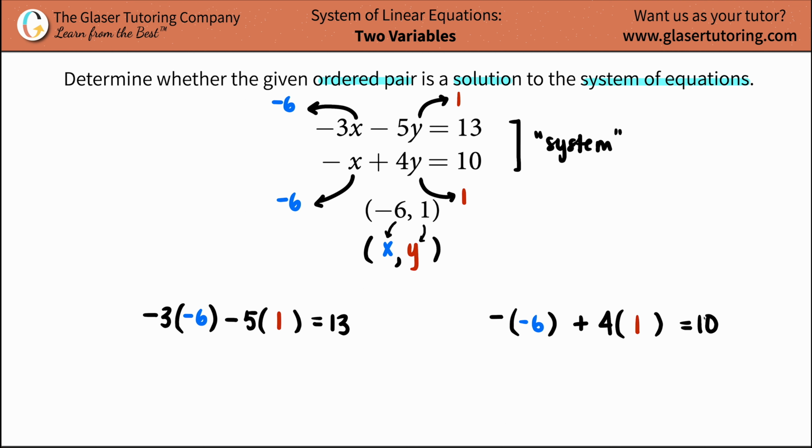Let's see if this makes any sense. So -3 times -6 is 18, minus 5, right? 5 times 1 is 5, and this should equal 13. Let's see. Is 18 minus 5 13? Last time I checked, I think it is. So this checks out, right? 13 equals 13. Big check.